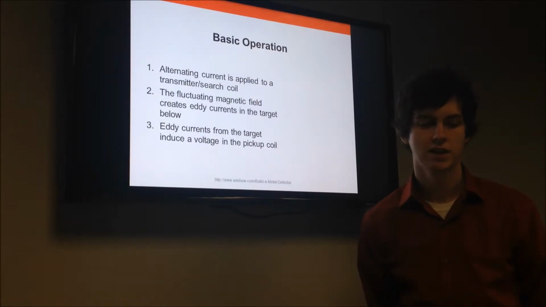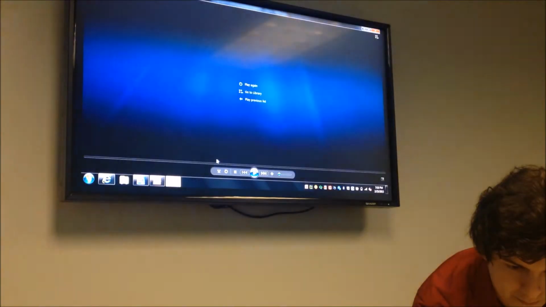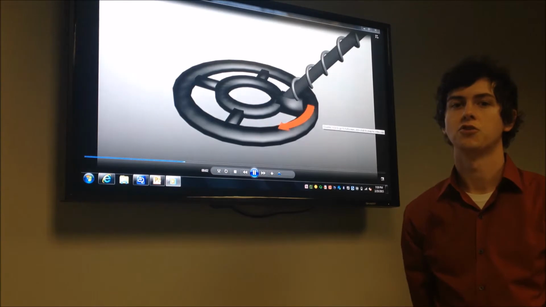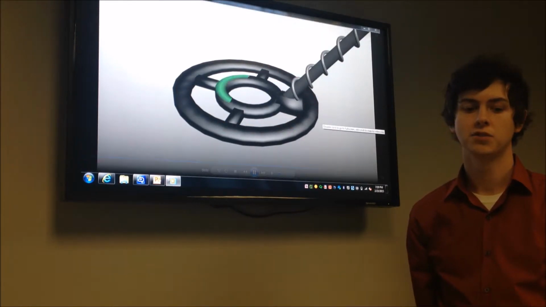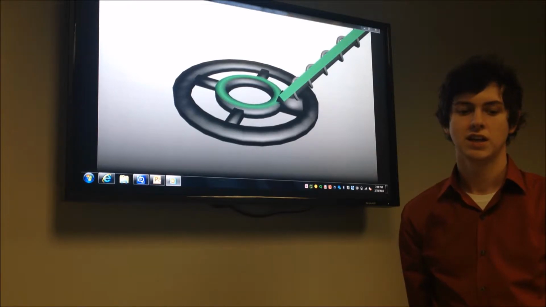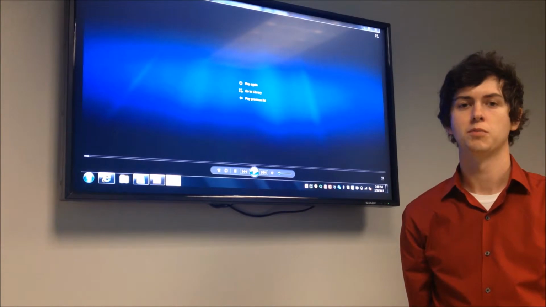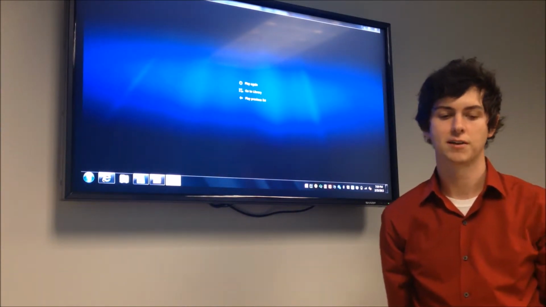Basic operation can be demonstrated by the following video. First, you have alternating current in your transmitter coil, which is the outermost coil. This fluctuating magnetic field will produce eddy currents, and those currents will generate fluctuating magnetic fields, which will also be picked up by the innermost coil, and that voltage can be read off after it is sent up the shaft.